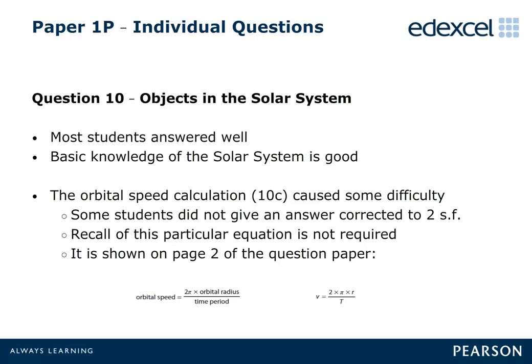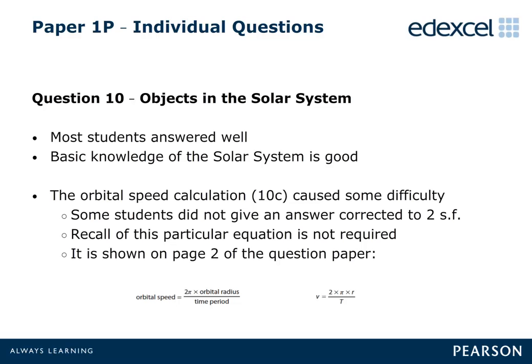For question 10, parts A and B were answered well. Nearly all students succeeded with the multiple choice item. 85% of students could give at least one similarity between Earth and Mars, but only 60% could offer a difference between the two planets. The calculation proved to be more difficult than expected.